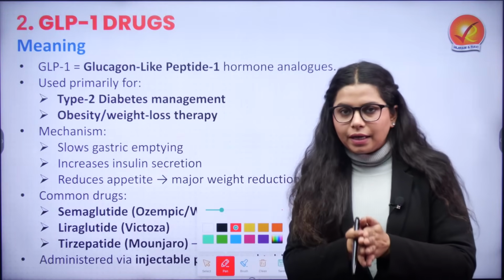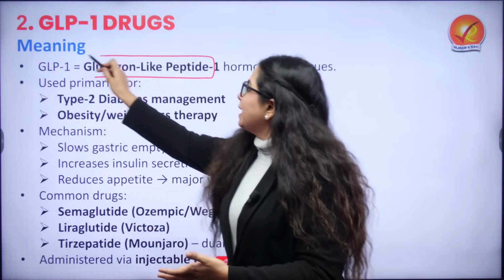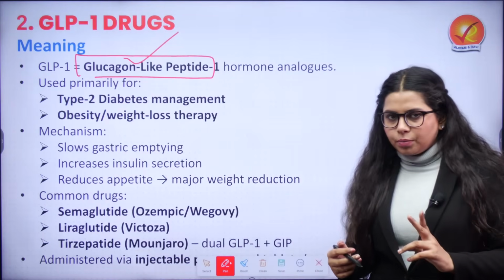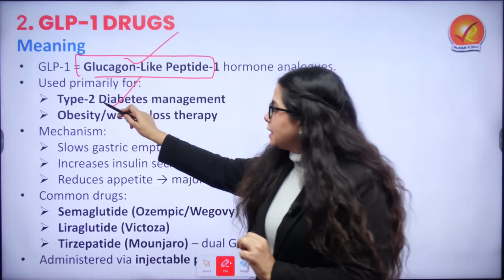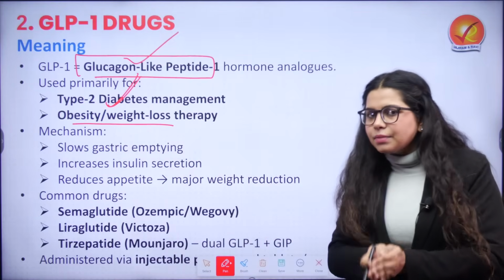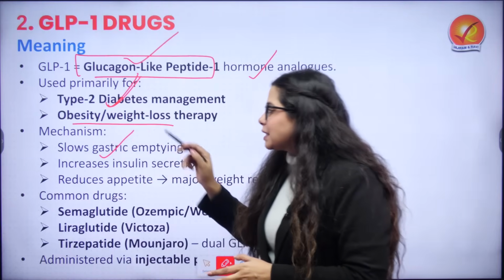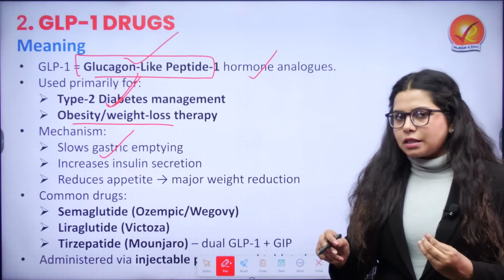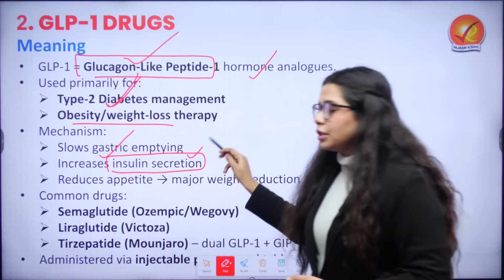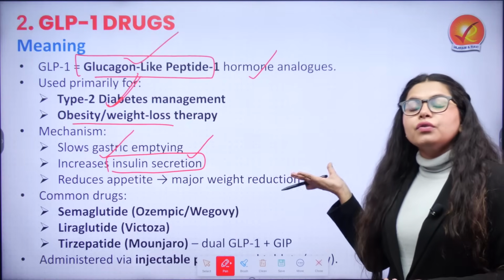When we talk about GLP-1, it is basically a hormone analog, glucagon-like peptide 1 hormone analog. Now this is used generally for two specific purposes: to manage type 2 diabetes and also for obesity as well as weight loss therapy. It is a very simple mechanism. When it is used in the medicinal form, it slows the gastric emptying, metabolism is slowed down, the digestion is slowed down, and it increases the insulin secretion, which helps in reducing the appetite, and it leads to major weight loss as well.